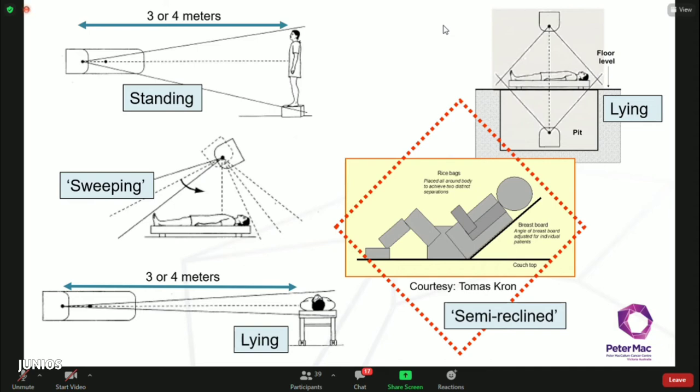We can have a lying technique, and this is particularly important if patients come to us who are too unwell to stand for a long time. Sometimes a lying option really is essential. And there are different options available as well, many more than I can put on this slide. So clearly the set up and the technology can vary depending on the centre. So this is by no means a straightforward special procedure to deliver.